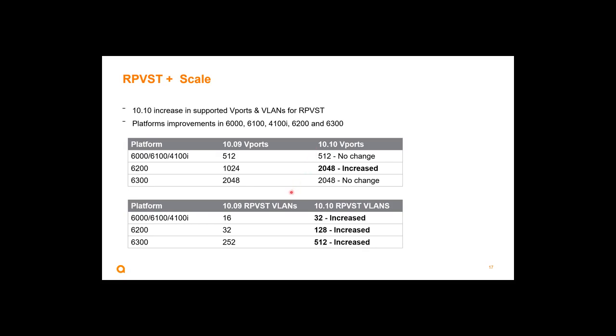Now, for rapid per VLAN spanning tree VLANs, there's been an increase across the board for these platforms. So you can see what it was before for 10.09. For 10.10, we have had an increase for the 6000, 6100, 4100 to 32 VLANs. The 6200 is increased from 32 to 128, and the 6300 has gone from 252 to 512 VLANs.